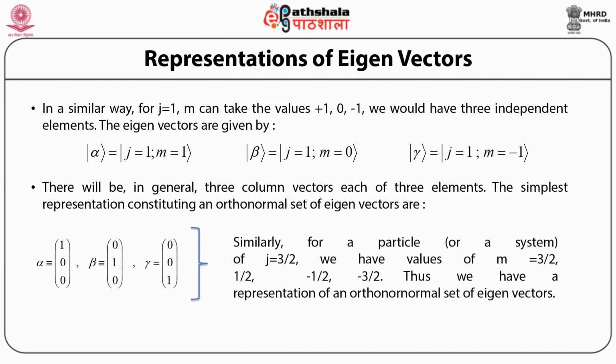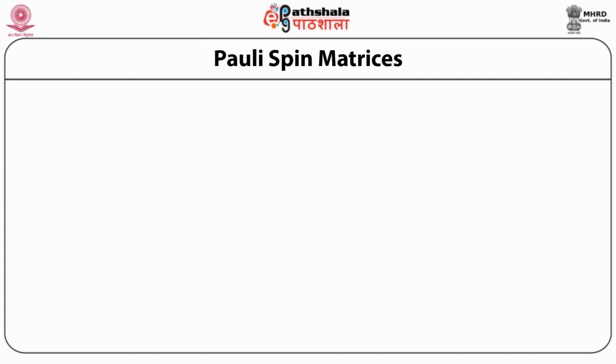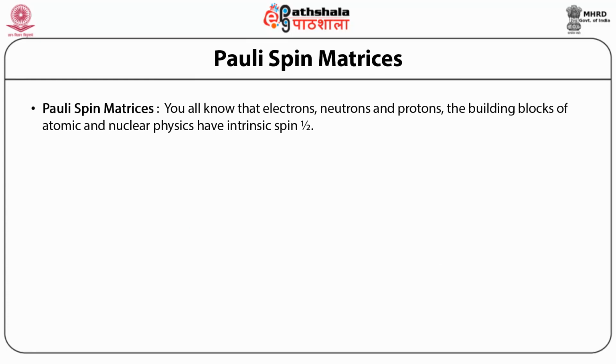Similarly, for a particle or a system with j equals 3/2, we have the possible values of m equals 3/2, 1/2, minus 1/2 and minus 3/2. Thus, we have a representation of an orthonormal set of eigenvectors. We next introduce you to the Pauli spin matrices.